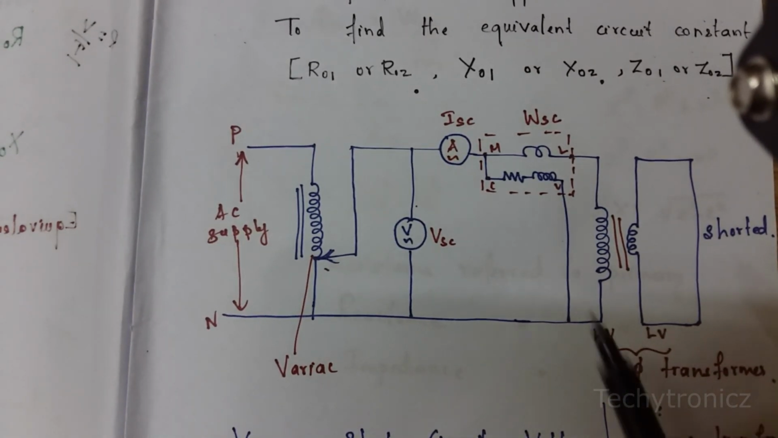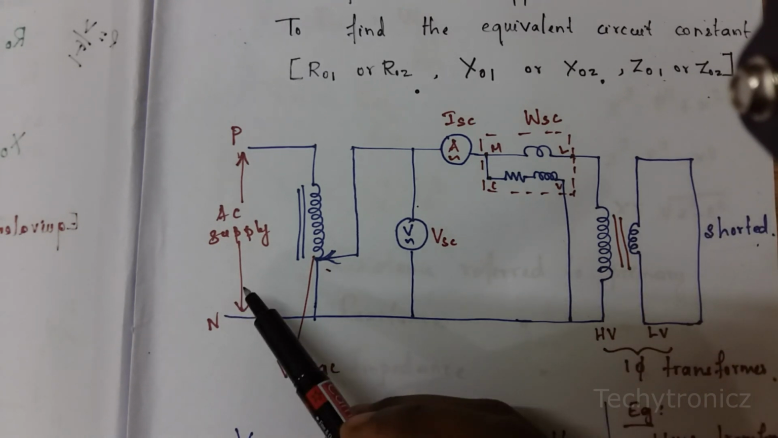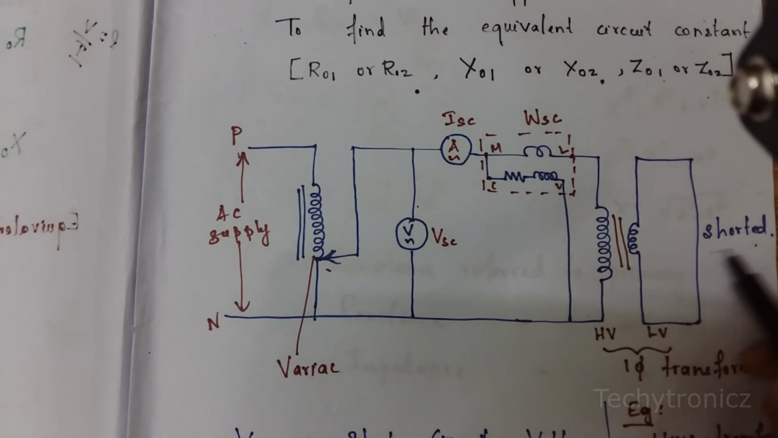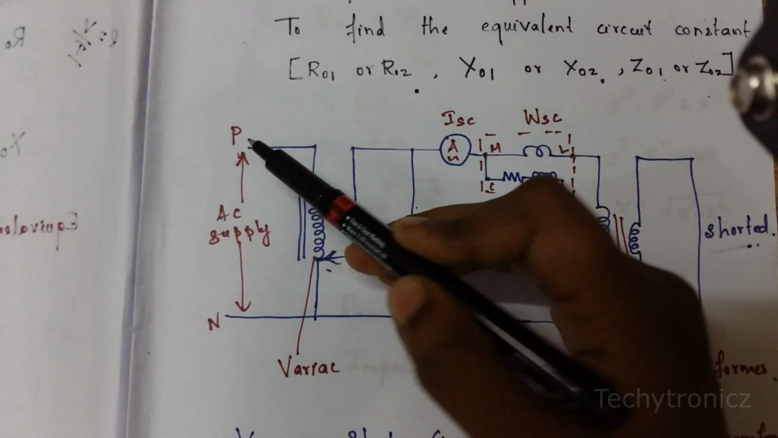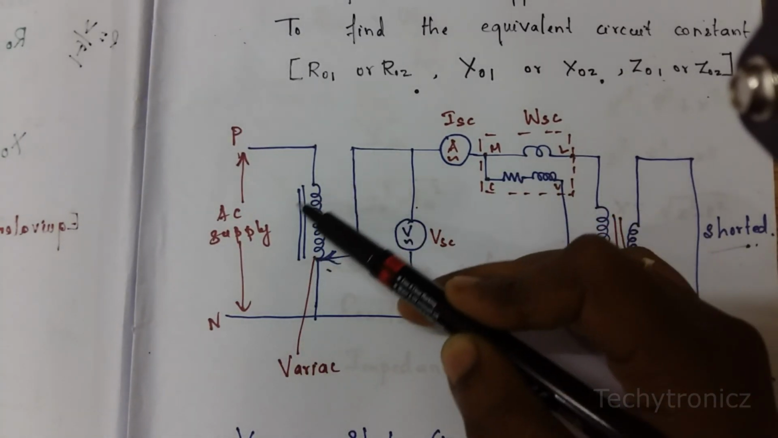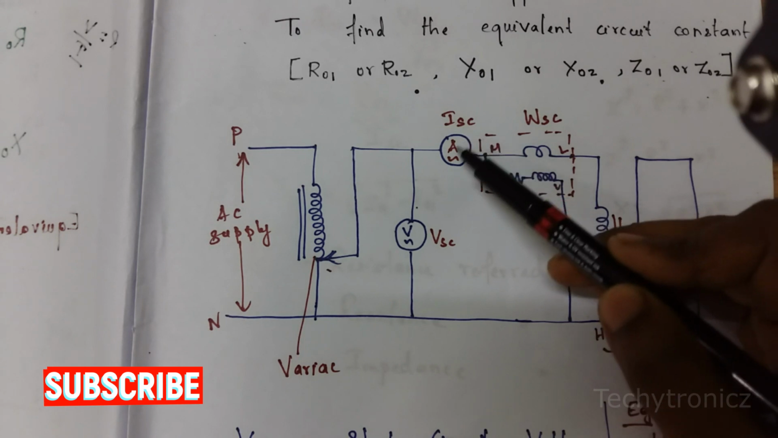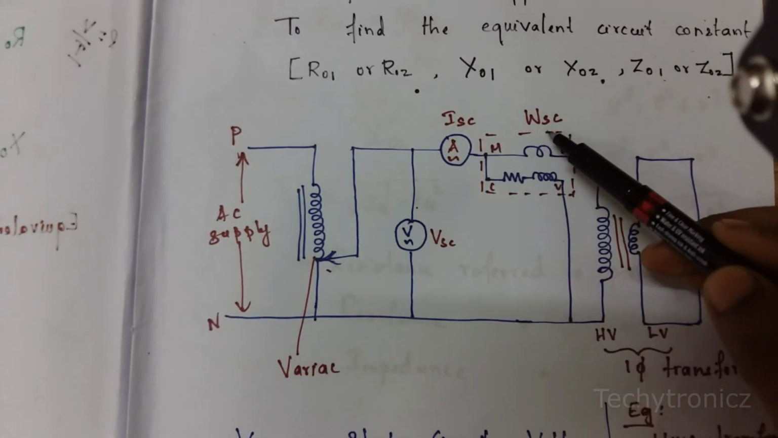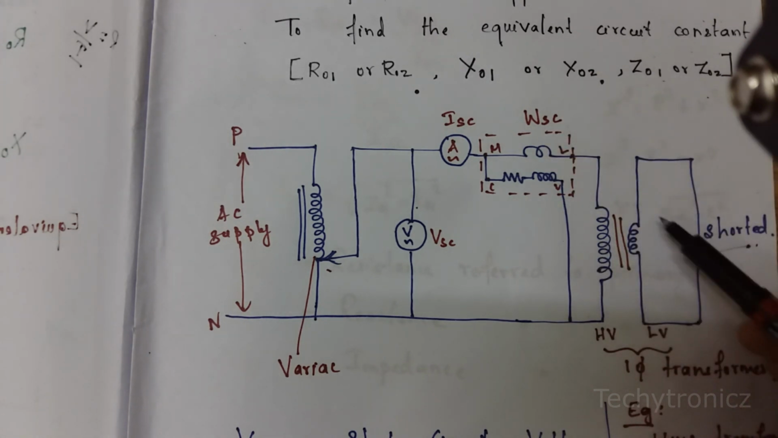Short circuit test means we have to keep the secondary side shorted. One side the supply is given and the other side is shorted. Here we are giving the AC supply. This is phase and this is neutral, and this is the auto transformer, a variac. The auto transformer is connected to the ammeter and voltmeter, and this wattmeter is used to find the power. This is a single phase transformer and one end is shorted.